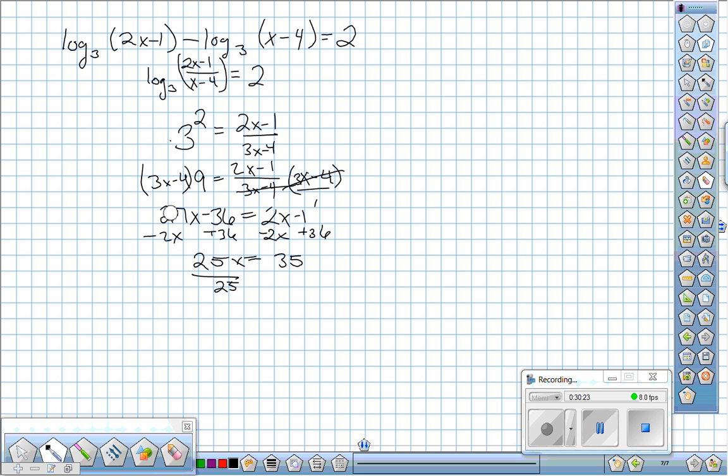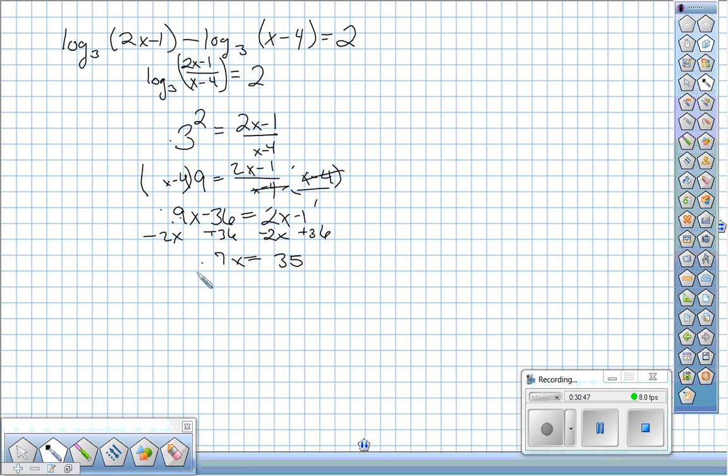And I'm looking at my stuff here, and I have absolutely no idea where I got this 3 from. I just totally made up that problem. Okay, no 3 here. Sorry about that. No 3 here or here. So then I would have 9 times x, which will give me 9x. 9 minus 2 is 7x, so I'm not dividing by 25. I'm dividing by 7. Sorry about that.